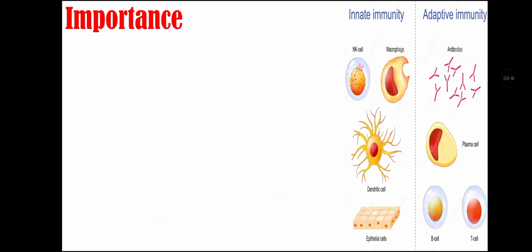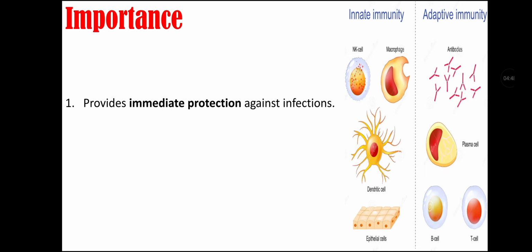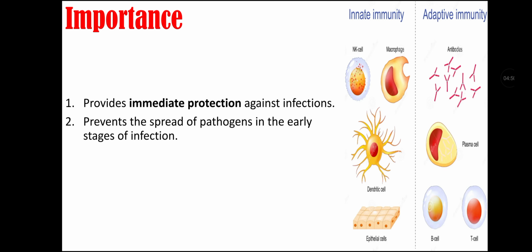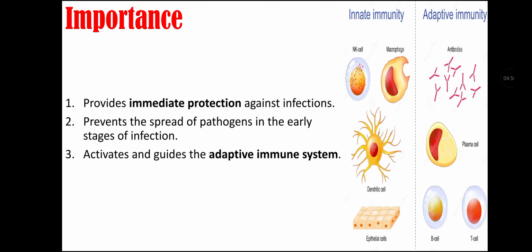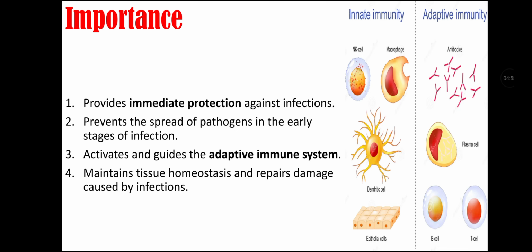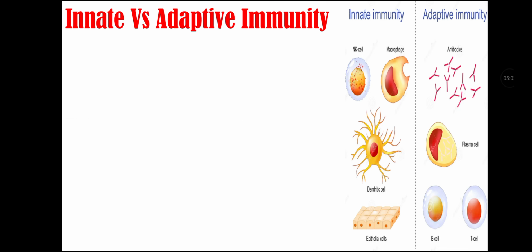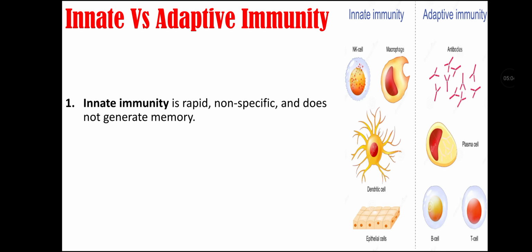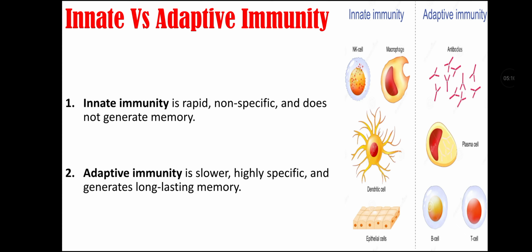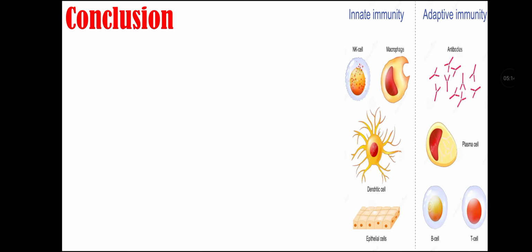Importance of innate immunity. It provides immediate protection against infection. It prevents the spread of pathogen in early stage of infection. It activates and guides the adaptive immune system. It maintains tissue homeostasis and repair damage caused by infections. Innate versus adaptive immunity. Innate immunity is rapid, non-specific, and does not generate memory. Adaptive immunity is slower, highly specific, and generates long-lasting memories.